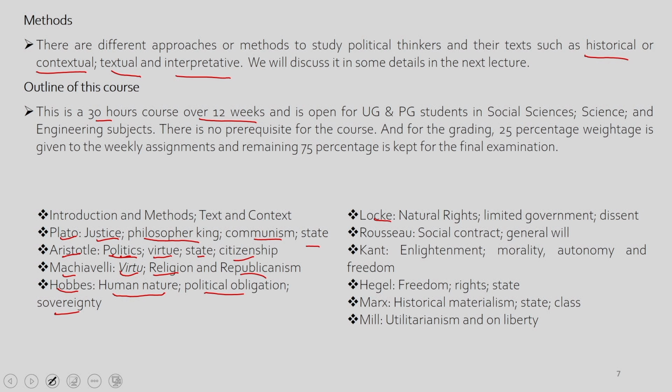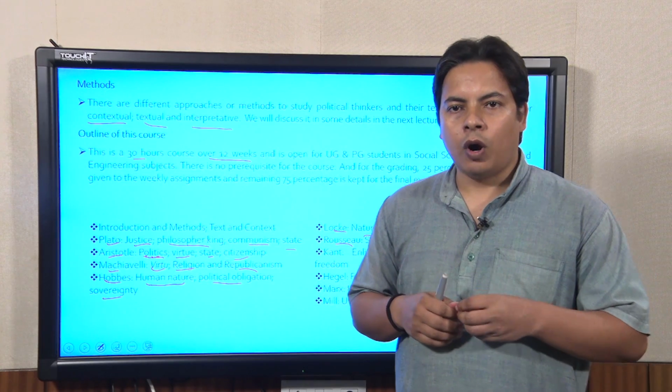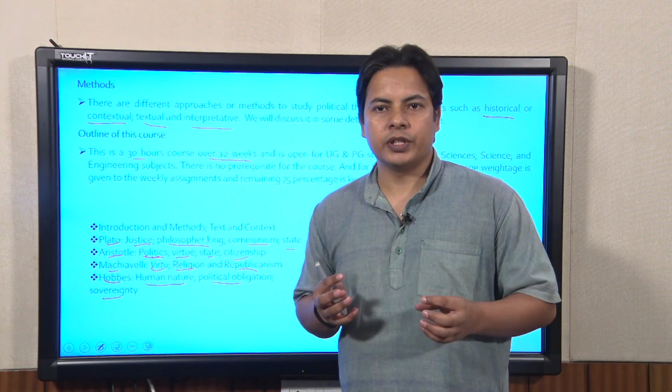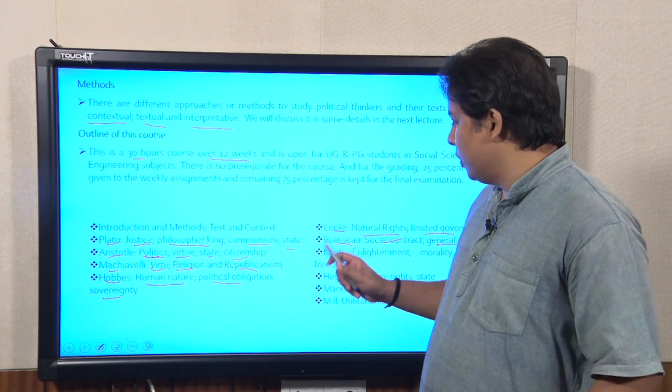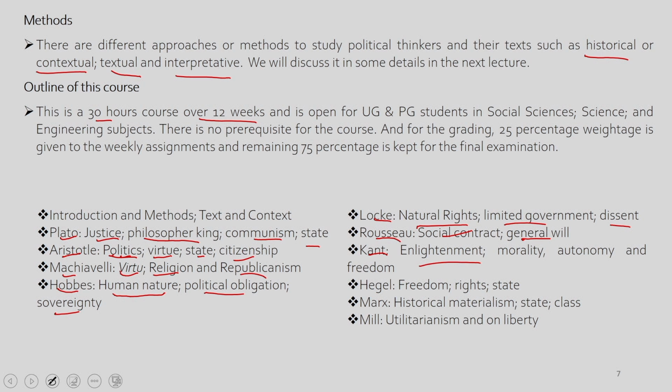Then we will move on to Locke and Rousseau, and from Locke we are going to focus on natural rights, limited government and dissent, and on Rousseau, the social contract and general will. These 3 thinkers, Hobbes, Locke and Rousseau, are regarded as the social contract tradition, and how they differ from each other we are going to discuss when we discuss these 3 thinkers. Then we will start with Kant, the Enlightenment thinker, and the question of enlightenment, morality, autonomy and freedom we will try to study from Kant.